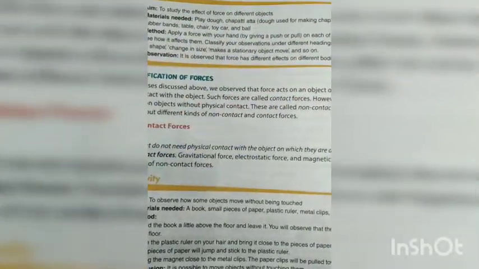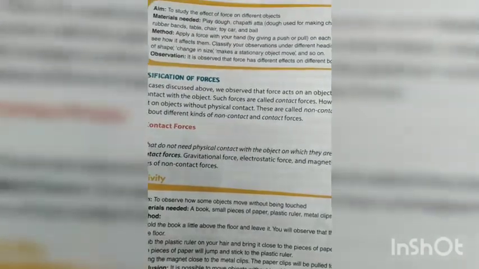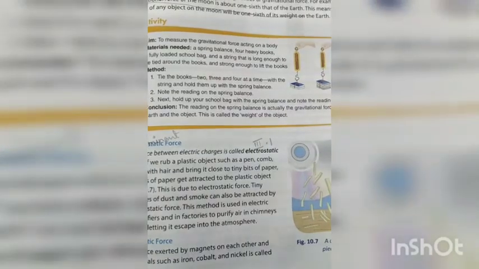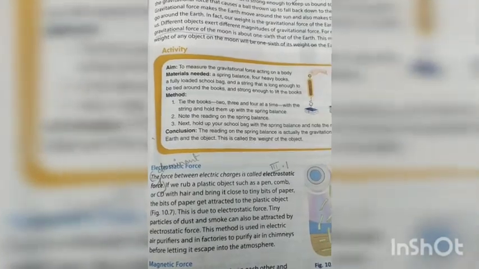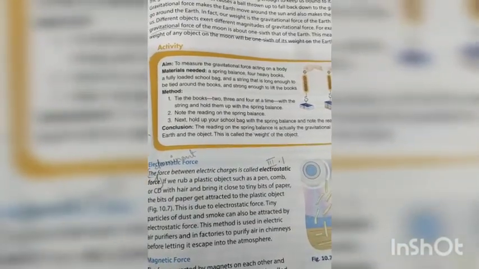Now, before going to the contact forces, we have to revise about non-contact forces. First one, gravitational force. What did you understand from gravitational force, students? The force which pulls the objects towards each other is called gravitational force. We feel that gravitational force is very small. For example, if you take the earth, the earth exerts gravitational force on us. That's why we are standing on the earth. Is it not? Otherwise we would be floating, or we cannot stand straight, we will slip down.